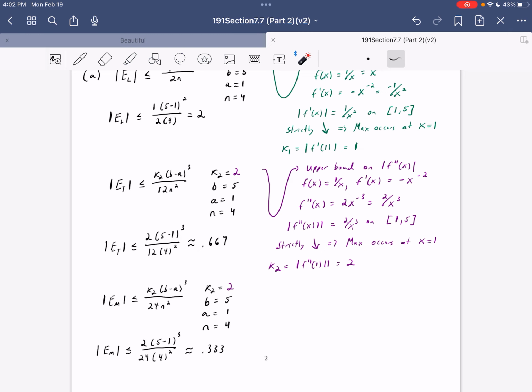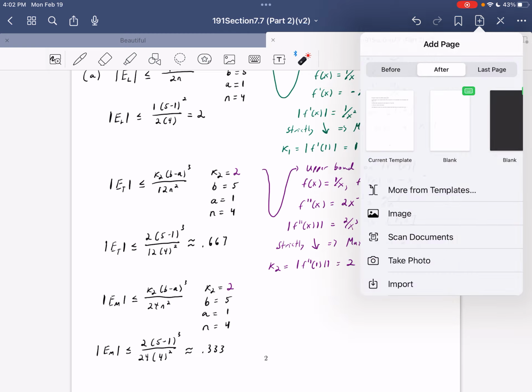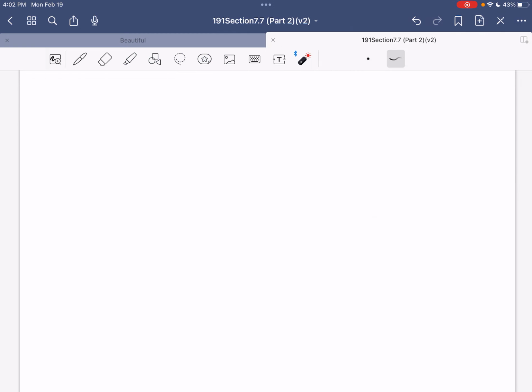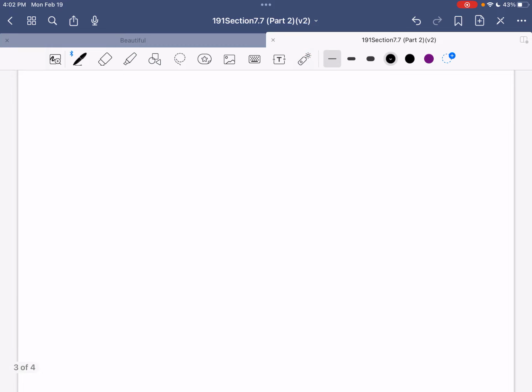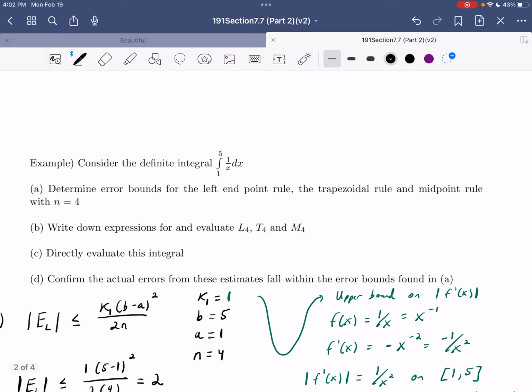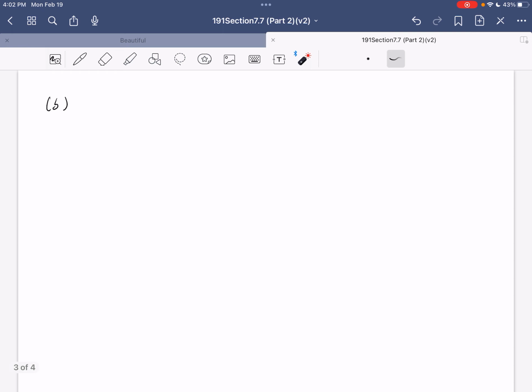Now we're going to finish this up by actually seeing what the error is and confirming that the actual error is always less than this maximum error. So let's go ahead and do that. Let's give ourselves an extra page, zoom in a little bit, and move on to B. For B, we're going to write down the expressions for and evaluate L4, T4, and M4. This is going to be very similar to what we did in the previous video. So let's write this out.